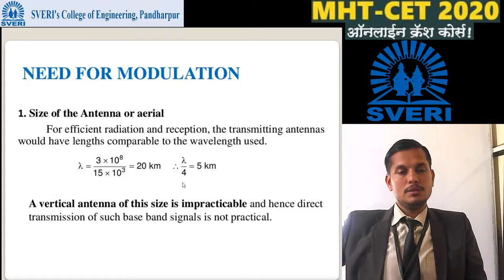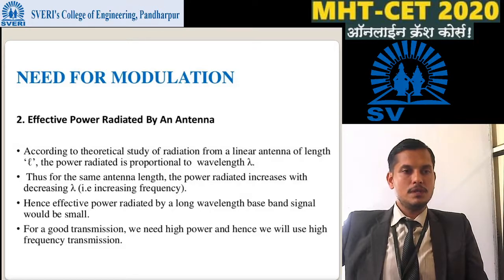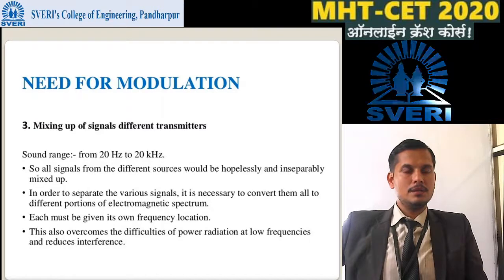So we calculate the terms and get the distance and the height of the antenna. Next, the effective power radiated by an antenna. According to the theoretical study of radiation from a linear antenna of length L, the power radiated is proportional to the wavelength lambda. Thus, for the same antenna length, the power radiated increases with decreasing lambda, or decreasing frequency. Hence, the effective power radiated by a long wavelength baseband signal would be small. For good transmission we need high power, and hence we will use high frequency transmission. So effective power radiated by an antenna is the second point.